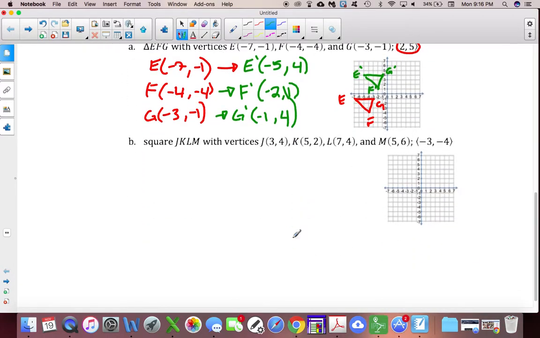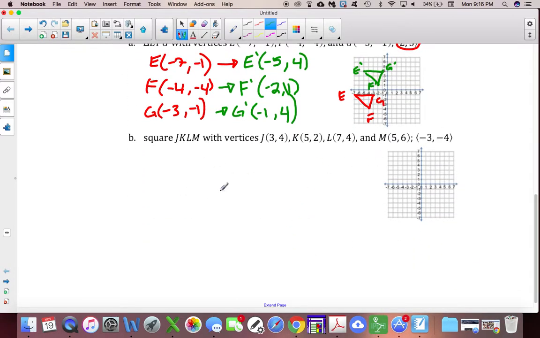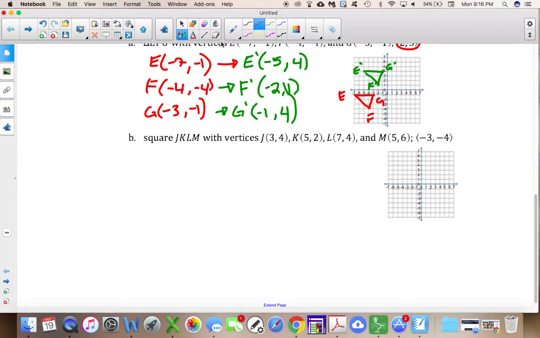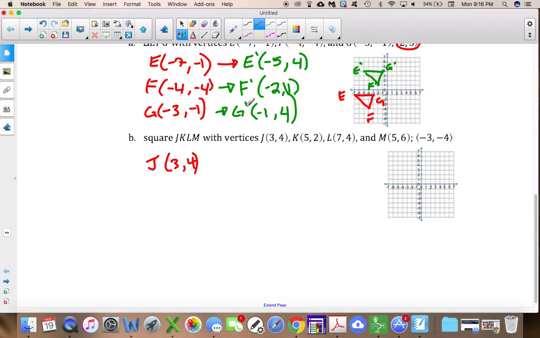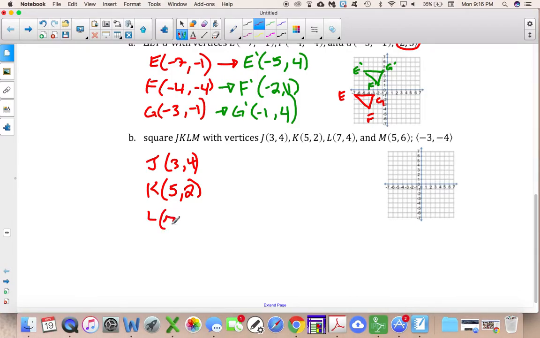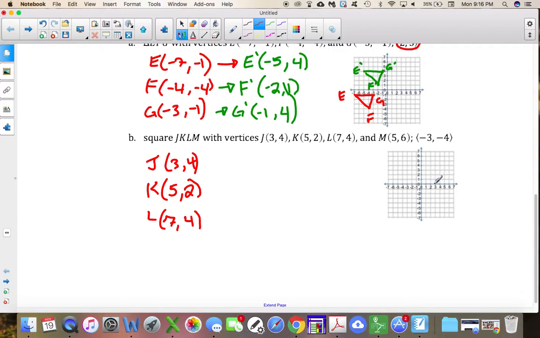Okay? All right, last one. Let's start with these. This is exactly the same thing. J is 3, 4. K is 5, 2. And L is 7, 4. I'm going to graph him while I already have the red pen out. So 3, 4. Maybe I should label these points. 5, 2, and 7, 4. Yeah. J, K, L.